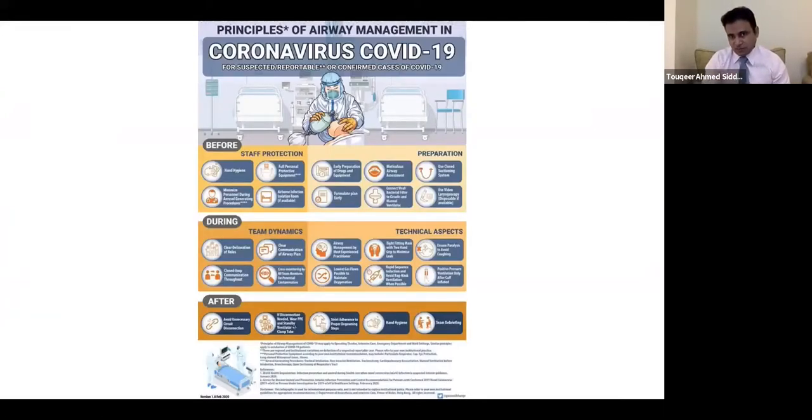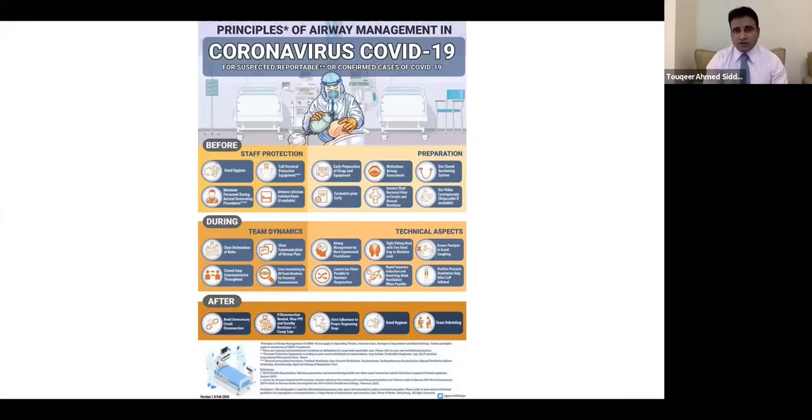You see the picture there, that's how we don and doff. We decide before going in who is going to be doing the procedure. The most experienced person, the consultant or the senior staff physician or registrar, should be the one doing the procedure. What is their plan A? What is their plan B? What is their plan C? What drugs they're going to use? They should keep it ready.